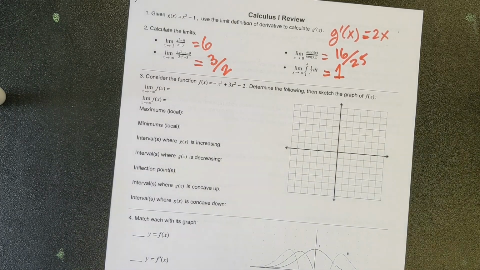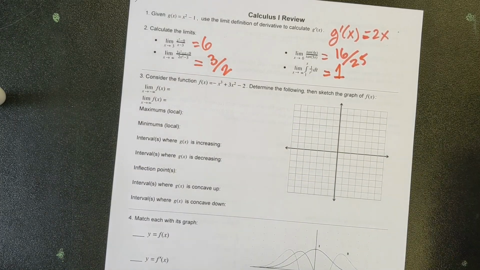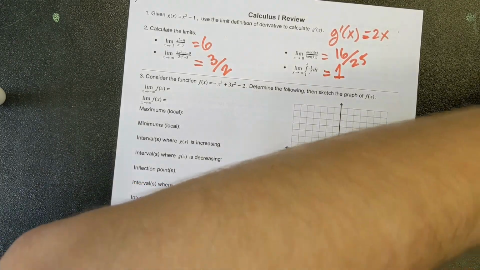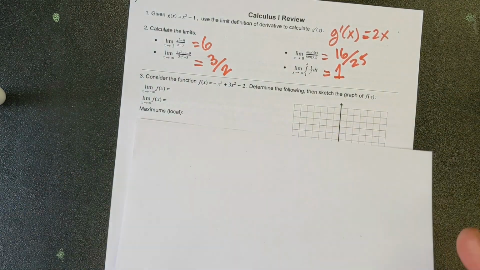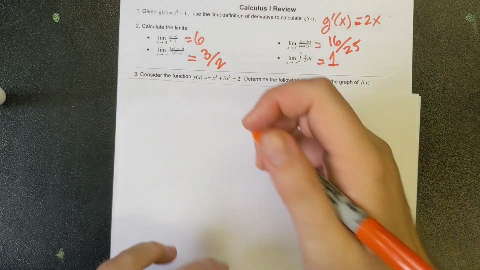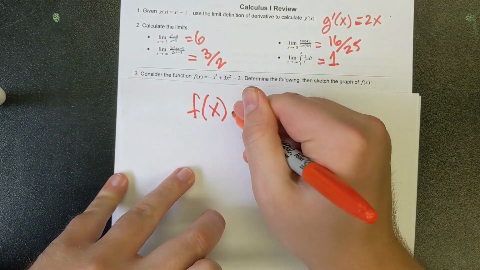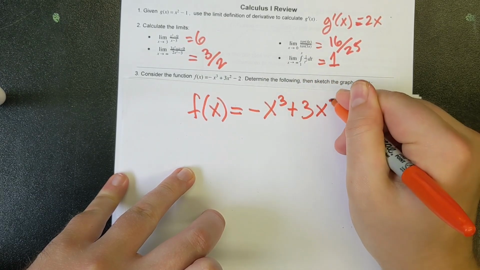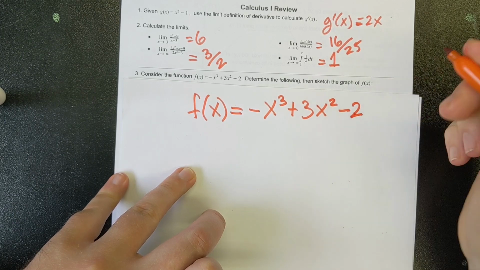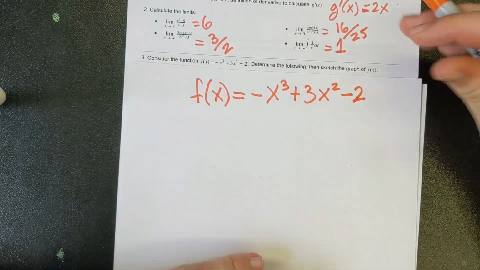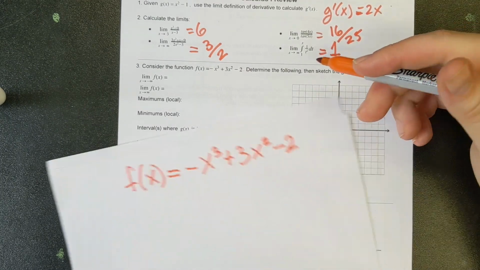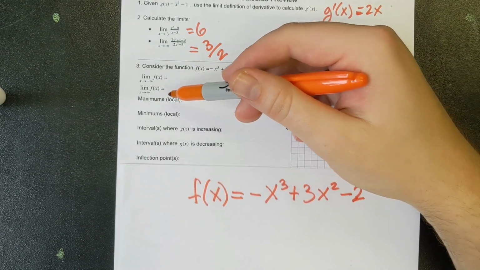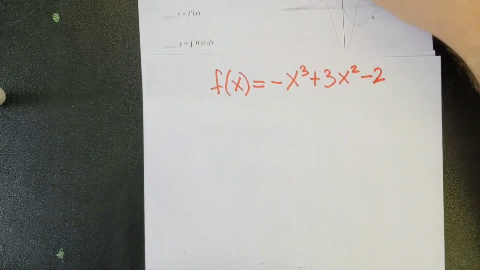Okay, this next guy has us consider a function, and maybe we'll just do it here on this other paper so you can see it nice and big. Our function is f of x equals minus x cubed plus 3x² minus 2. And we're going to try and sketch a graph of this. To do that, they have us walk through and think about all these different things, like what are the limits, where are the maximums and minimums. And so let's go ahead and work through that.